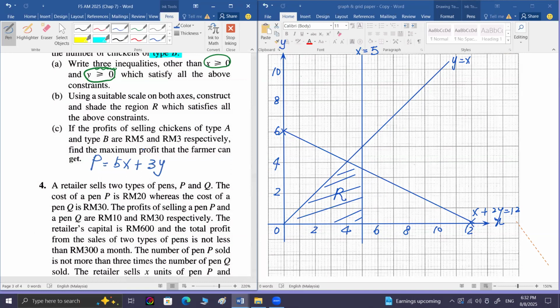Let 5x plus 3y equal a common multiple, like I mentioned just now. Common multiple can be 15, can be 30. Okay, so just make it 15 or 30, up to you. Then draw this line, use the dash line. After that, you shift it to the maximum. And after that, you can explain the maximum profit.